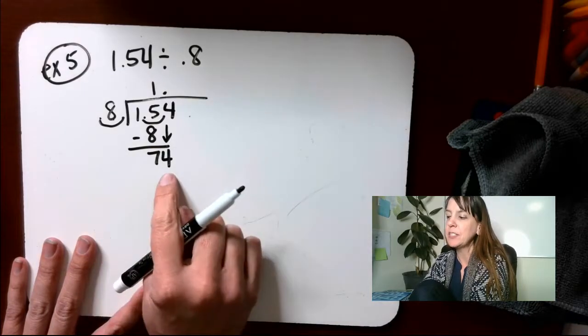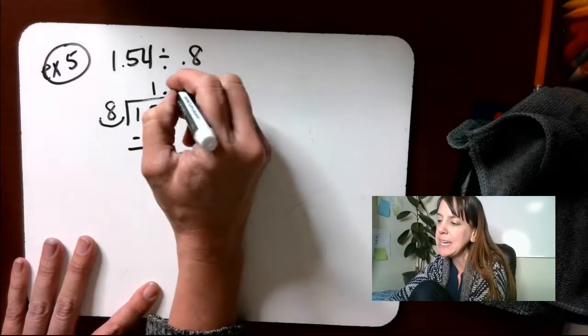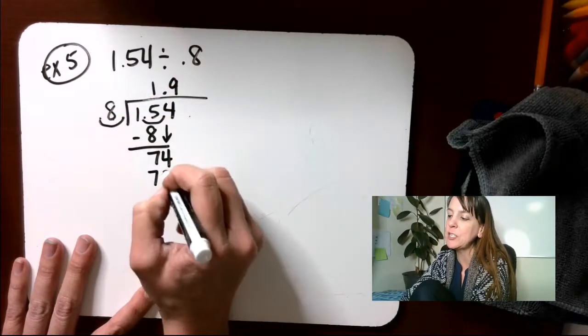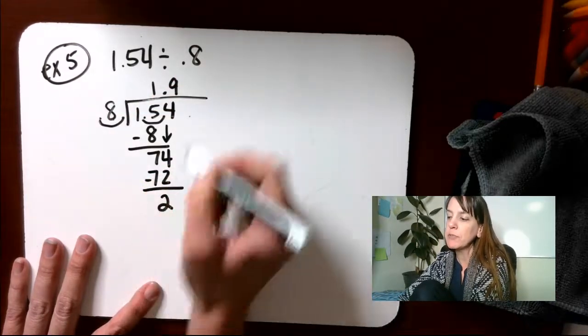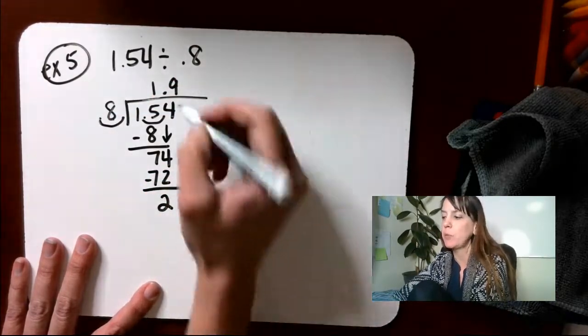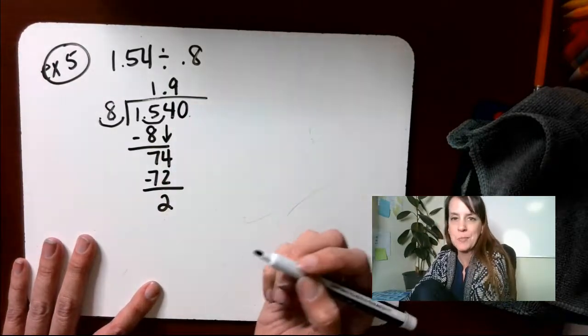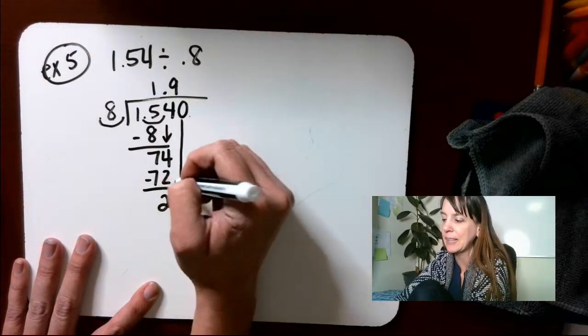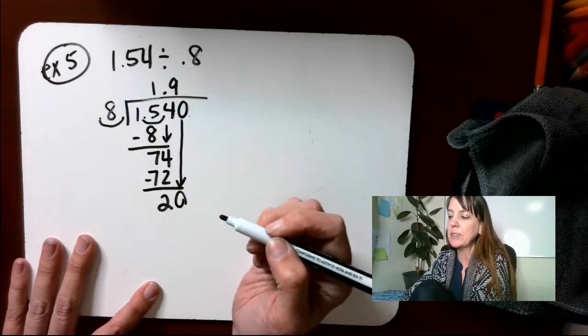So 8 goes into 74. Well, 9 times 8 is 72. So we have a remainder of 2, but we're not going to write a remainder with our decimal. What we're going to do is add some zeros. Just keep slapping some zeros on the end there like we did in that last lesson. Bring that down, that's 20.